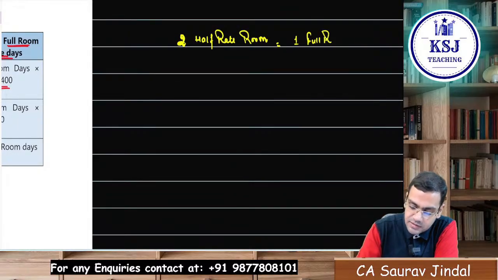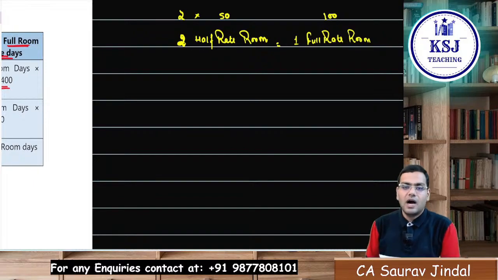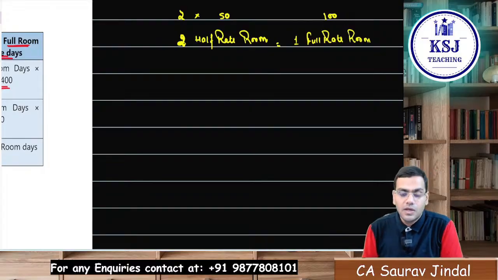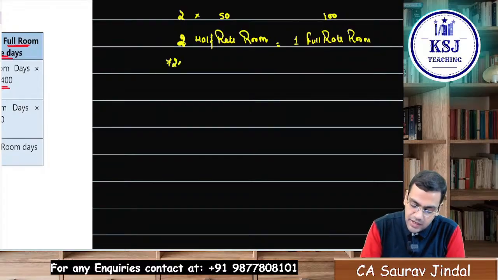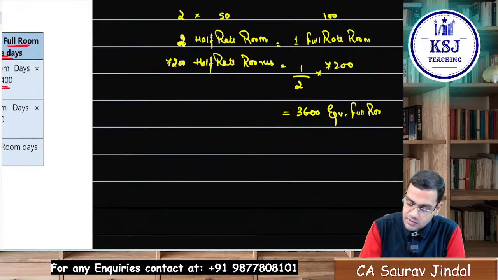Two half rate rooms is equal to one full rate room. I can say this now. Sir, if the full rate is 100 rupees, half rate is 50 rupees, same earnings too. I can write it like this. I can say 2 half rate rooms is equal to 1 full rate room. I want to convert everything into full rate room. So if you have 7200 half rate rooms, how many will be the full rate? 1 divided by 2 multiplied by 7200, that is 3600 equivalent full room days.